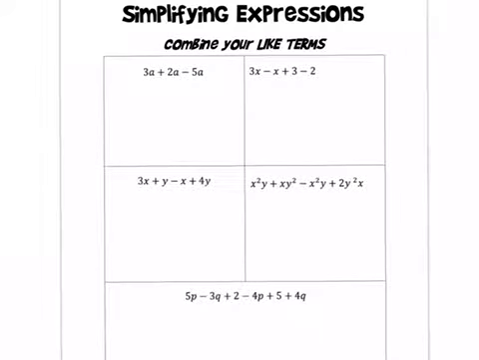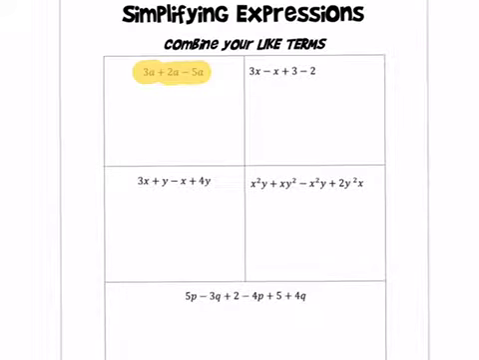So what I like to do when I'm combining like terms, I go step by step. I like to highlight or underline the terms that are the same. They have to look exactly the same. So for number one, it's really easy. I have a 3a, a 2a, and a minus 5a. They all are actually the same. They all have an a afterwards, which is great, and that means that we can combine them all.